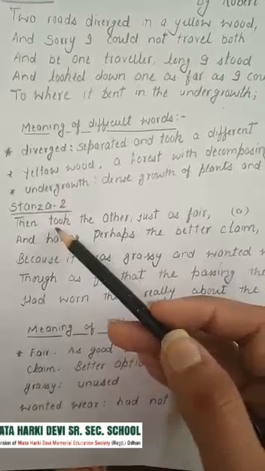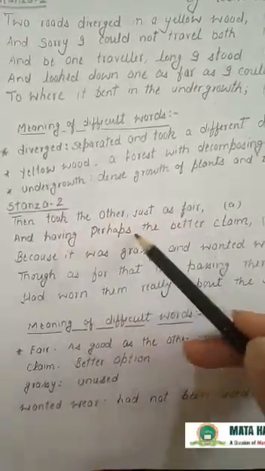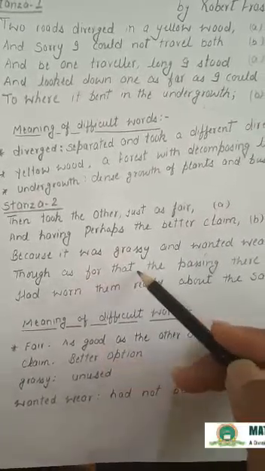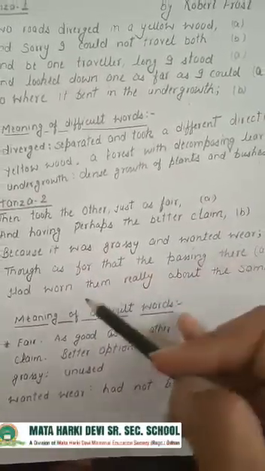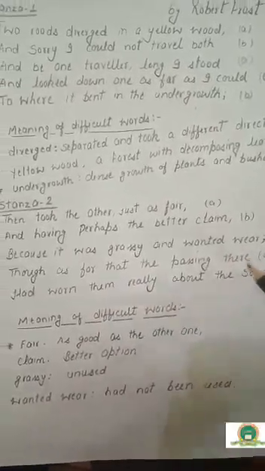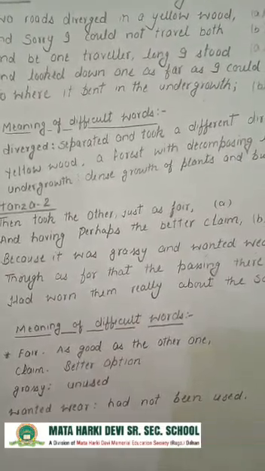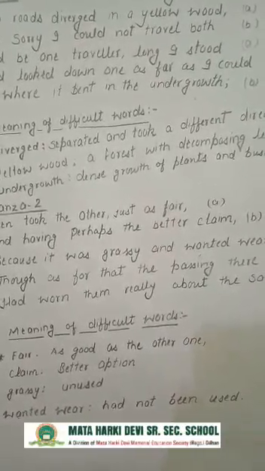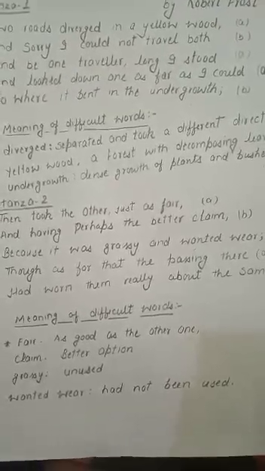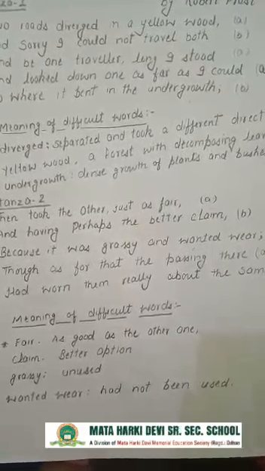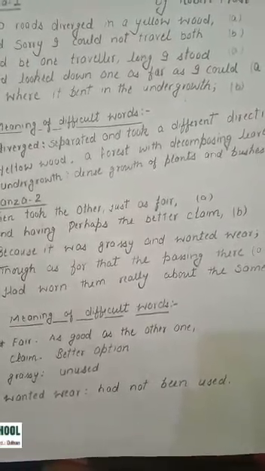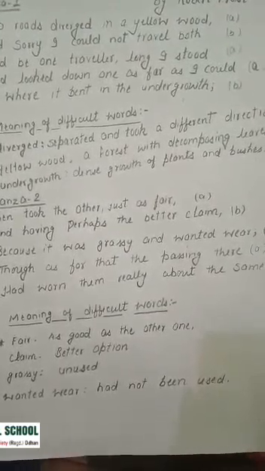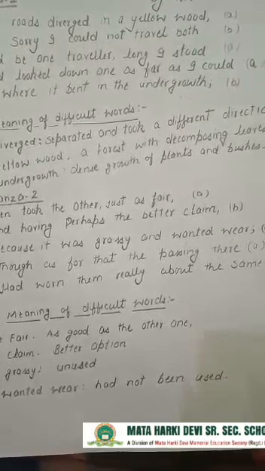Explanation of second stanza. Then took the other, just as fair, and having perhaps the better claim, because it was grassy and wanted wear, though as for that the passing there had worn them really about the same. Here the poet wants to depict that he kept on looking at one path for a long time to check if it is the right path for him or not. Then he decided and started walking on another path because he felt that both paths were equally good. He says just as fair means he felt that both paths were equally good, and started walking on one of them.